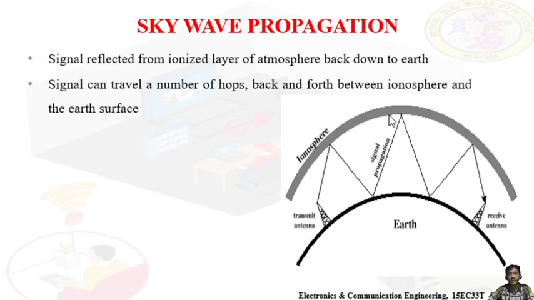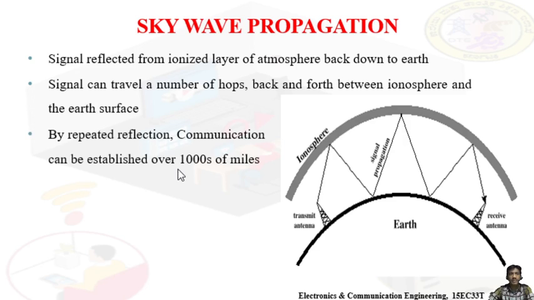In order to make a number of reflections, it requires a number of hops and backs. If there are more hops, then more reflections take place, and the signal gets delayed to the receiving antenna. By repeating the reflection, communication can be established over 1,000 miles, so you can cover a long distance up to 1,000 miles.